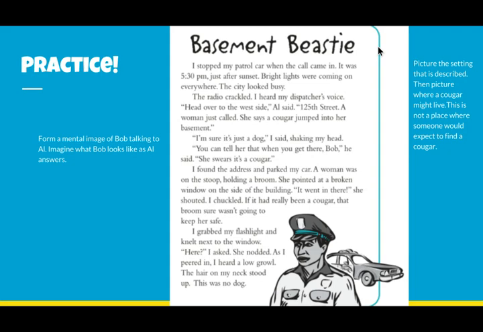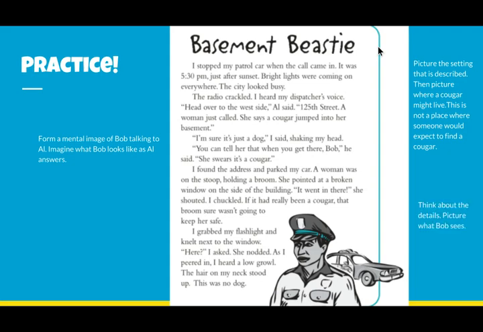Let's keep going. "I found the address and parked my car. A woman was on the stoop holding a broom. She pointed at a broken window on the side of the building. 'It went in there,' she shouted." I chuckled. If it had really been a cougar, that broom sure wasn't going to keep her safe.